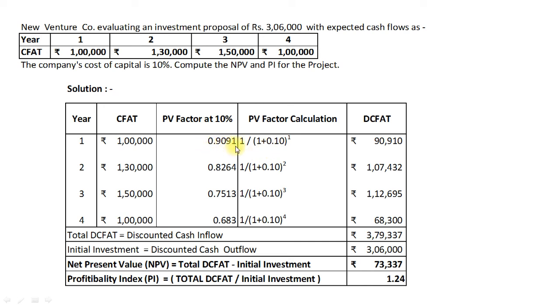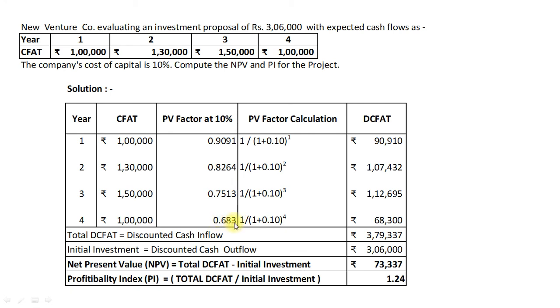Same way for the second year. So 1 divided by 1 plus 0.10 whole raised to 2. So it will be 0.8264. Then 1 divided by 1 plus 0.10 whole raised to 3. So it will be 0.7513. And at the end of fourth year, our PV factor would be 1 divided by 1 plus 0.10 whole raised to 4. So PV factor is 0.683.